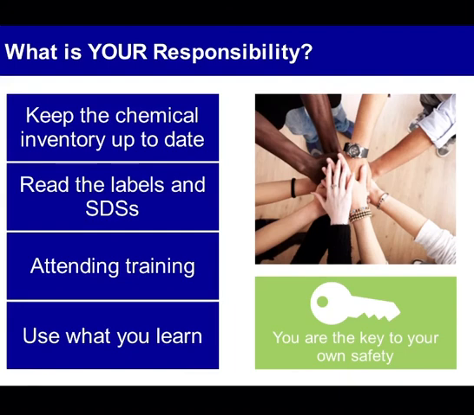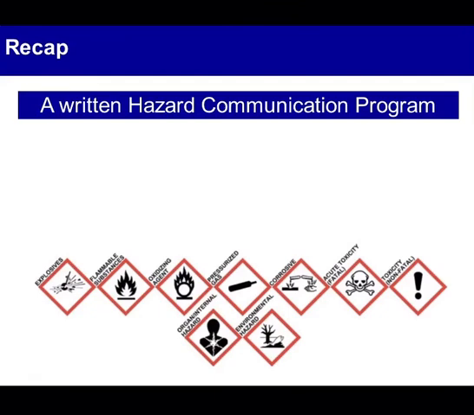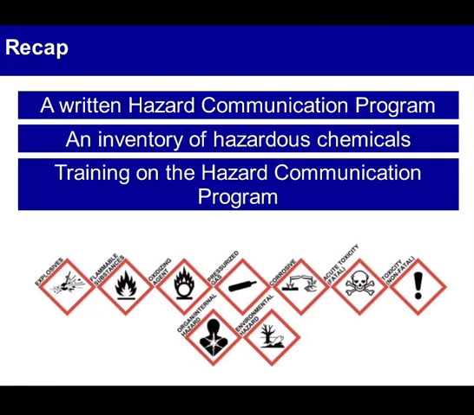Therefore, it's to every employee's advantage to help keep the program current by updating the chemical inventory, reading labels and SDSs before working with a new chemical, and attending and using the training you receive. To summarize this final lesson, employers are required to keep a written hazard communication program, an inventory of all the chemicals used in the facility, and provide training on the hazard communication program for employees.